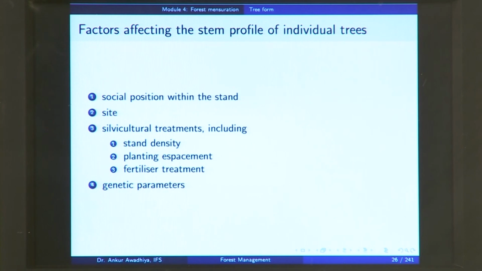Now, stem profile also depends on genetic parameters, which is something that Metzger did not consider in his theory. So, if you have trees that have a very cylindrical bole, and if you consider the progeny of those trees, then they also probably will have much more cylindrical boles as compared to other trees, because it is there in their DNA.